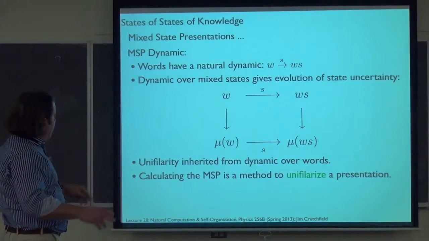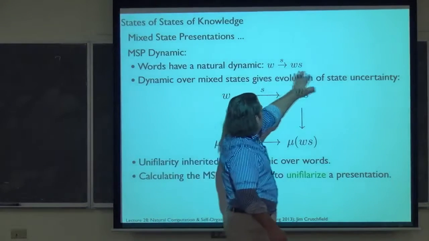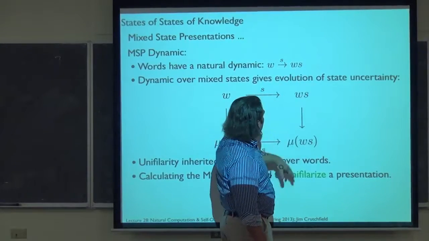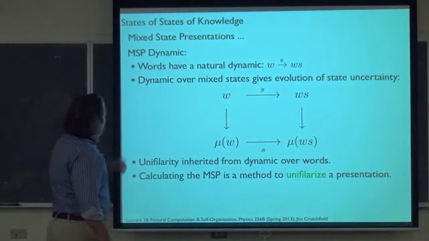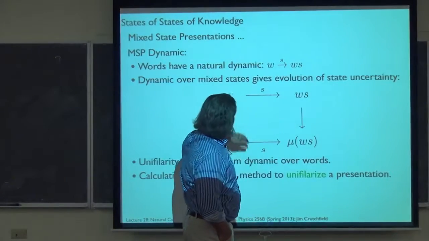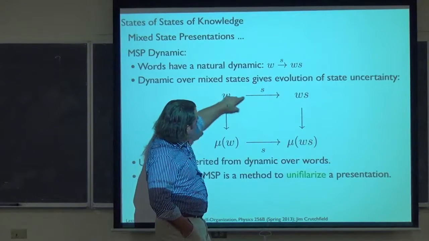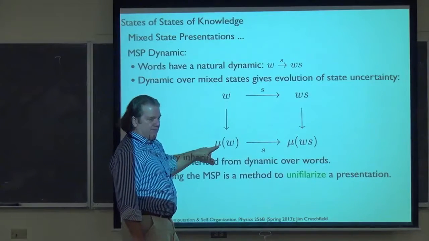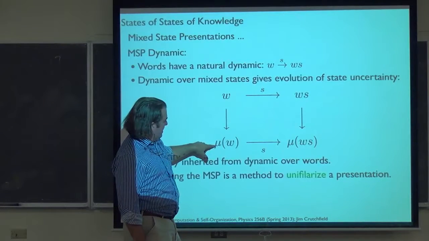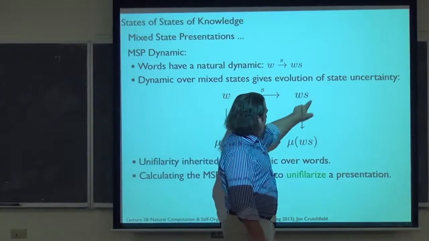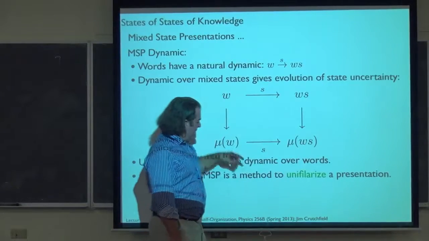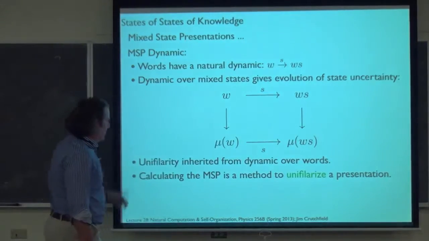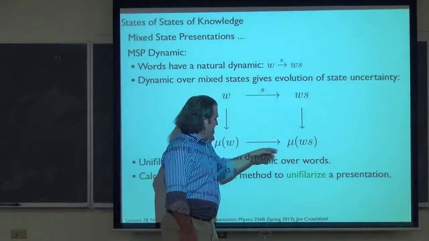Okay, now we have the state space, so what about the dynamic? Well, there is this very natural dynamic over the words, right? I've seen some word and I observe another symbol and I have a new word. Just the concatenation of the word and the new symbol is a new word. So we have this dynamic over mixed states that's induced by this. We have a word, we add on a symbol, we get a new word, and then we can just go look at what's happened to the state distribution. We just apply the mixed state calculation to look at the state uncertainty that's induced by that word. And then same thing for the next word, WS, we can look at its mixed state. And then we think about observing the symbol S as a mapping from the previous mixed state to the new one. So this mixed state dynamic is unifilar.